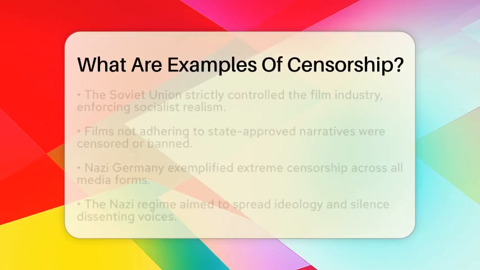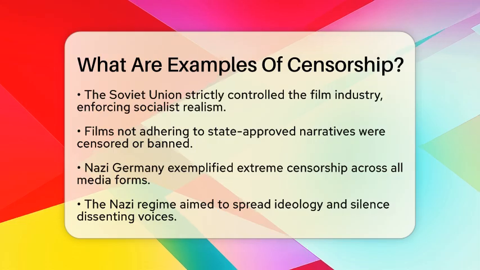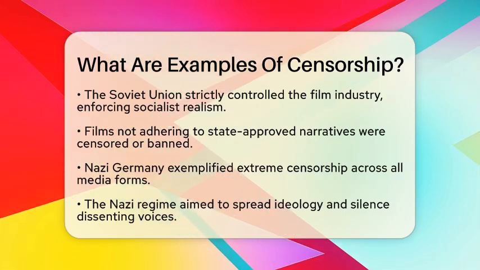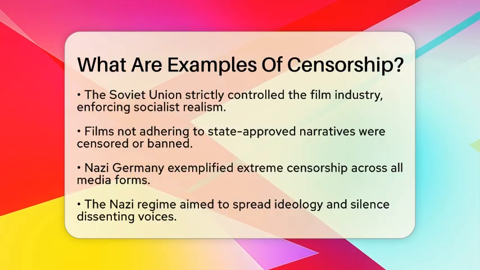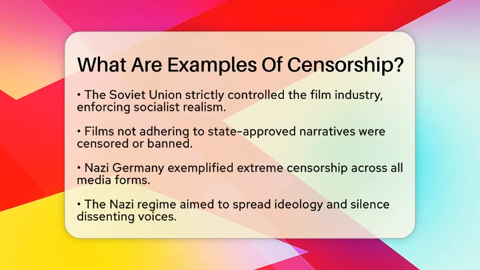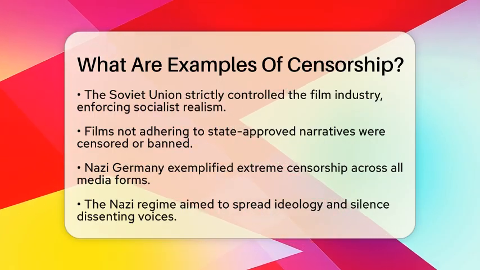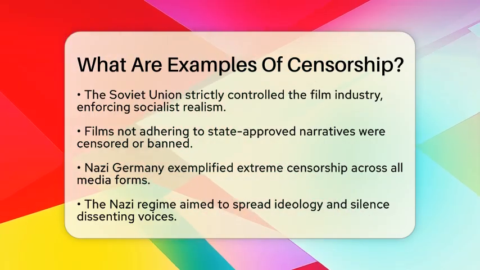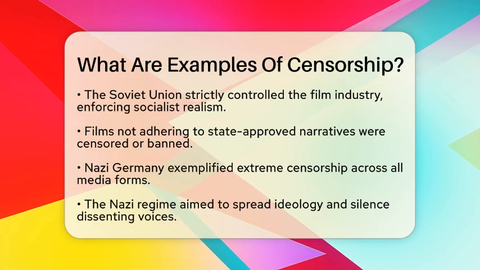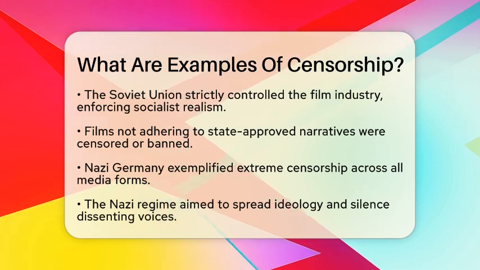One clear example of censorship can be seen in the Soviet Union. The government had strict control over the film industry. Movies had to follow the principles of socialist realism, which meant they had to portray socialism positively. Any film that did not fit this narrative was either censored or outright banned. This ensured that only state-approved messages reached the public.